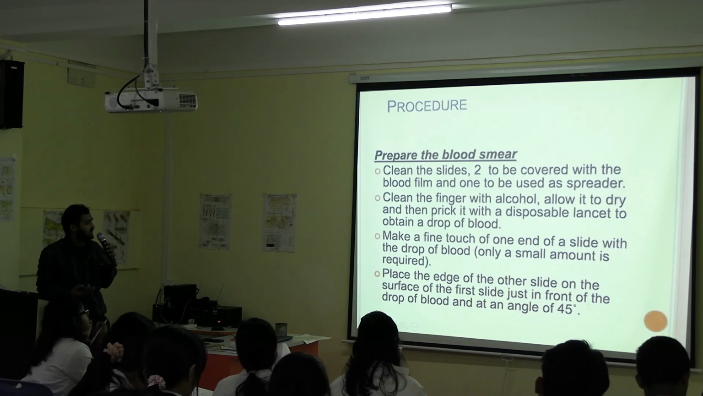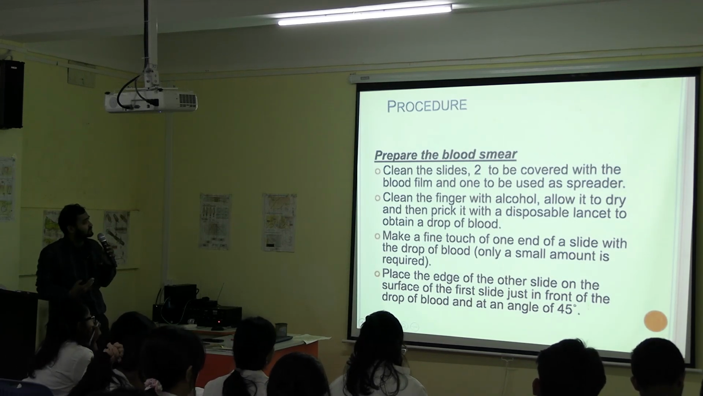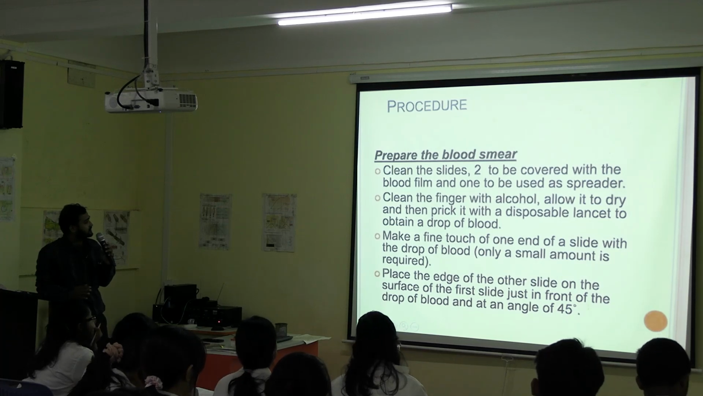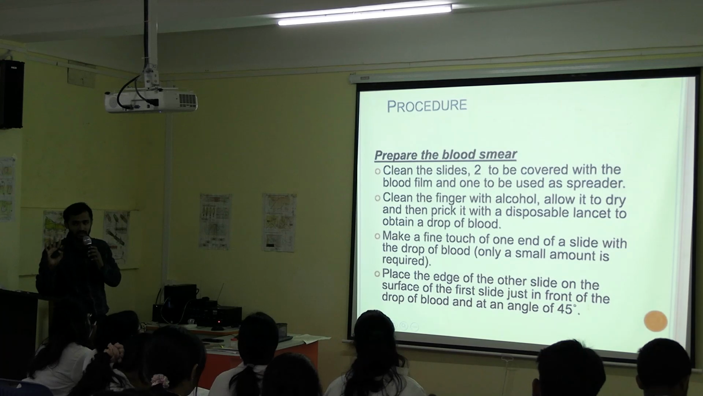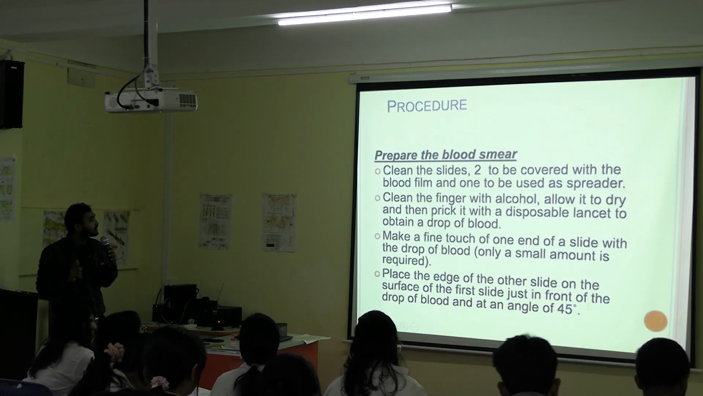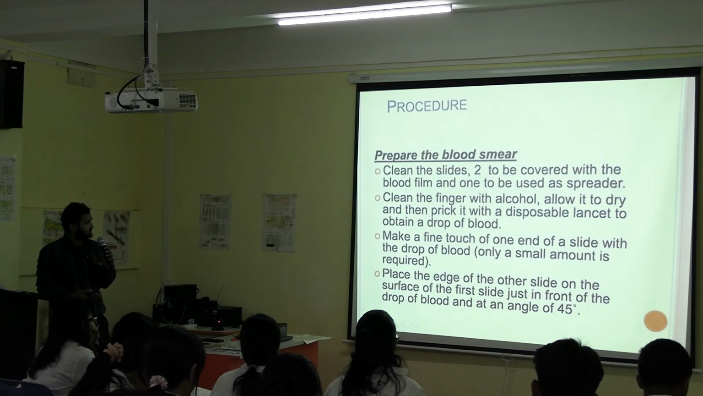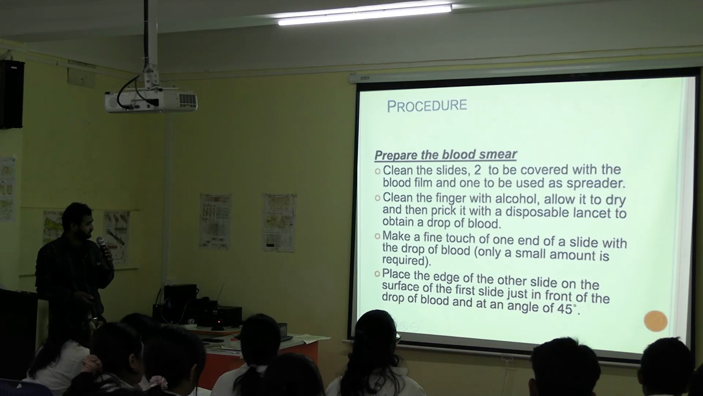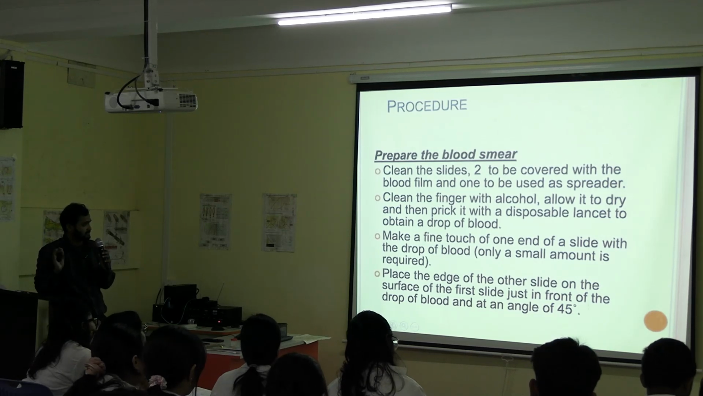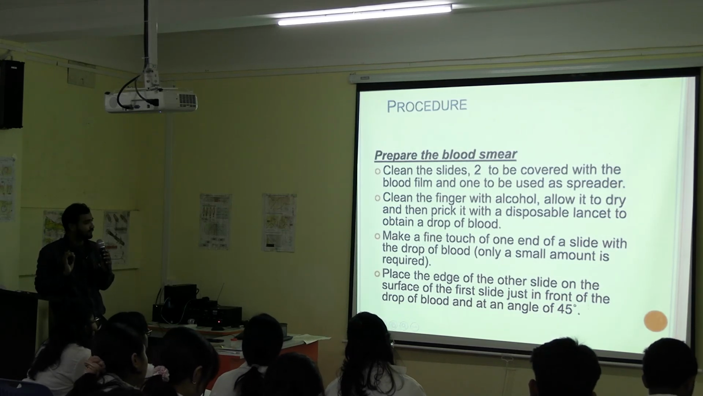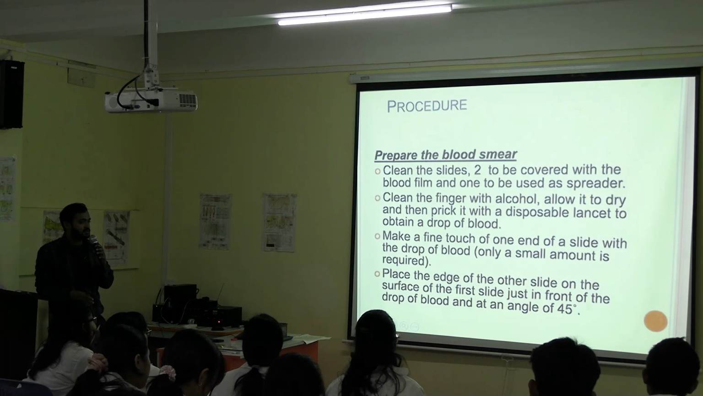First you have to clean the slides. Two to be covered with the blood film and one used as a spreader. So here we will be taking 4 slides and 1 spreader. Clean the finger with alcohol, allow it to dry, and then prick it with a disposable lancet to obtain a drop of blood. So you always use a lancet. Why are we saying to use a lancet? Why not a needle?